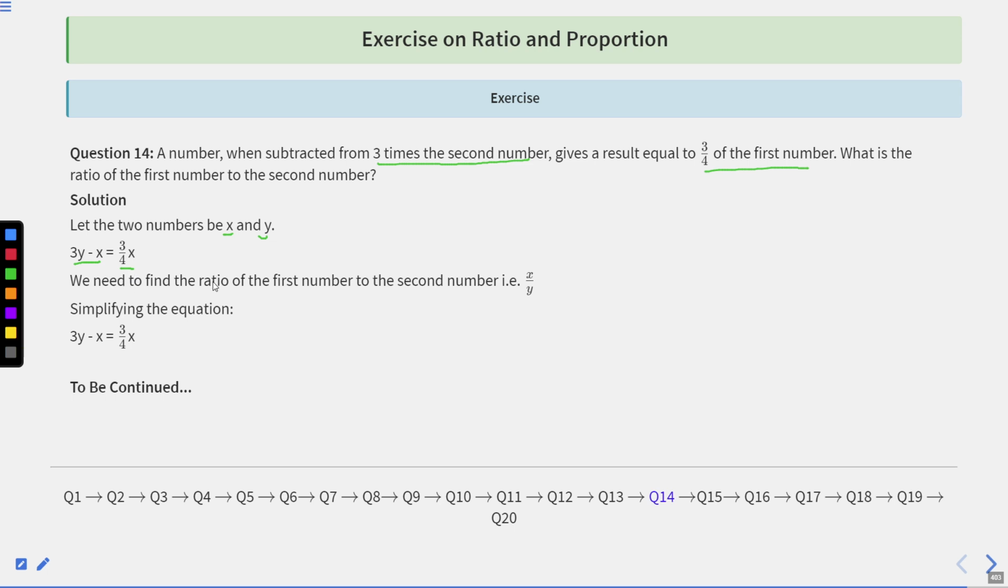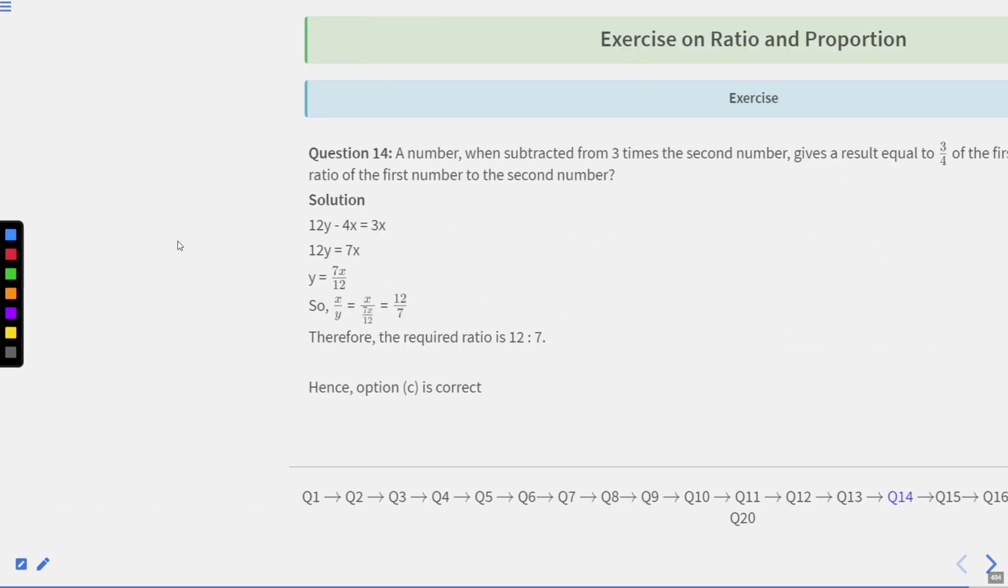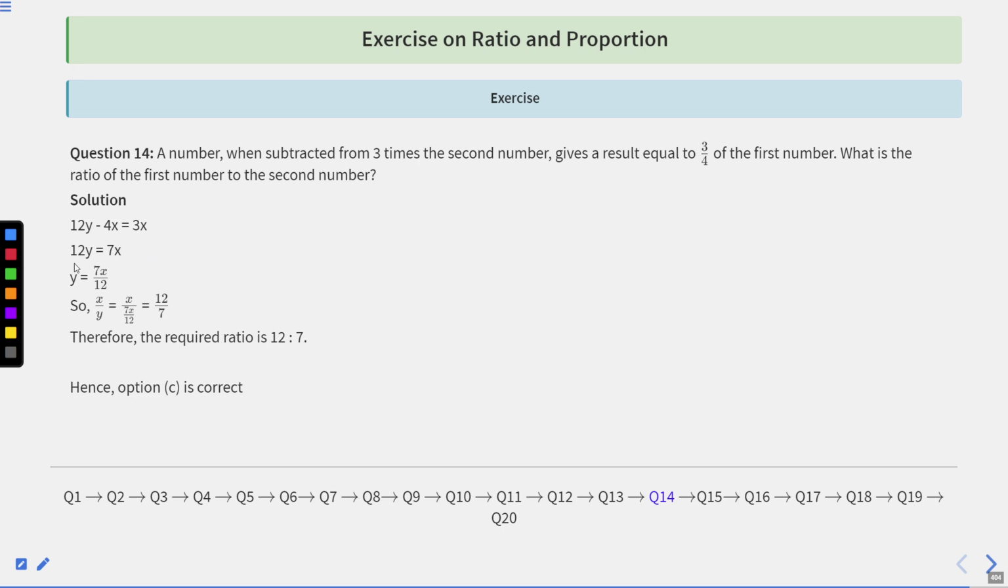So we need to find the ratio of the first number to the second number, that is we have to find x upon y. And when you simplify this equation, you will have 12y minus 4x equal to 3x, that is 12y equal to 7x. That means x upon y is equal to 12 upon 7. So the required ratio of the numbers is 12:7. So the option correct here will be option C.